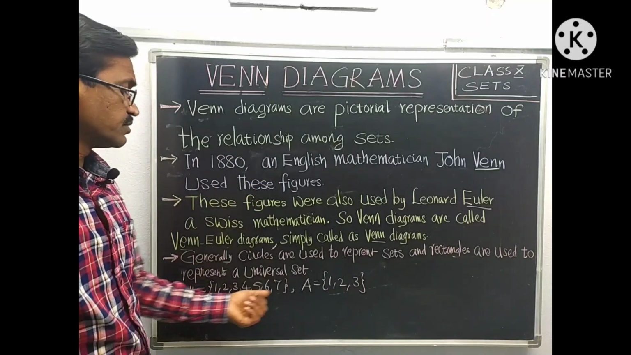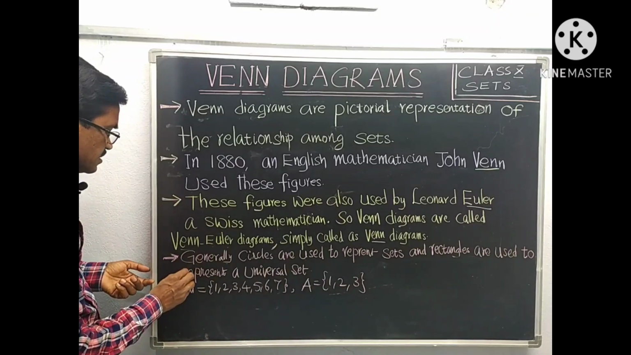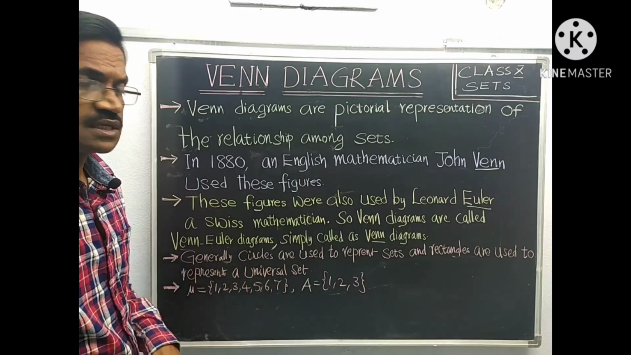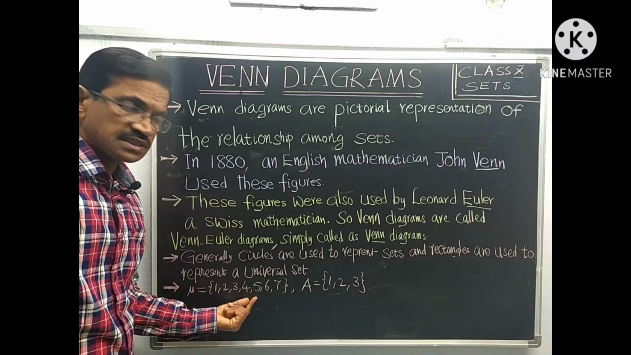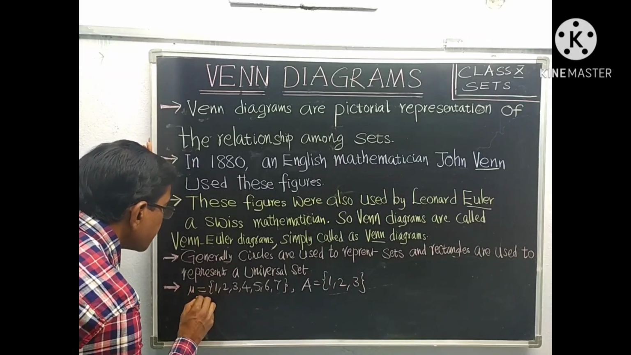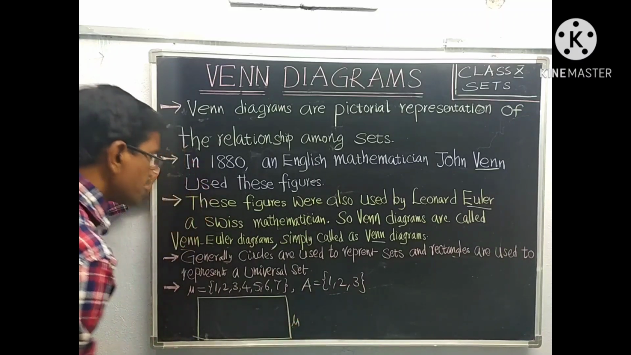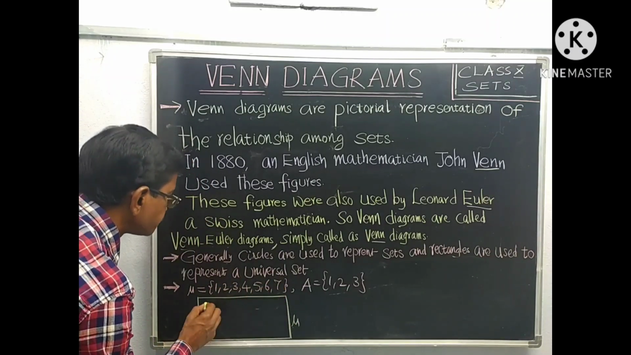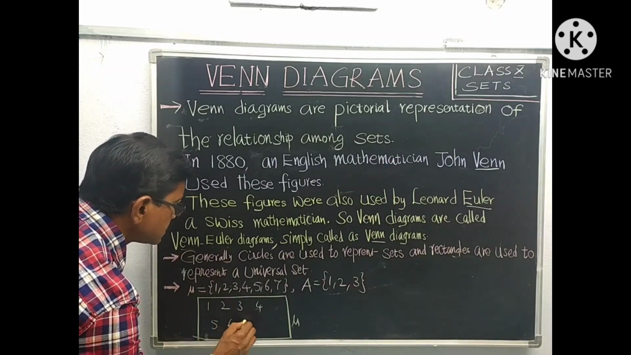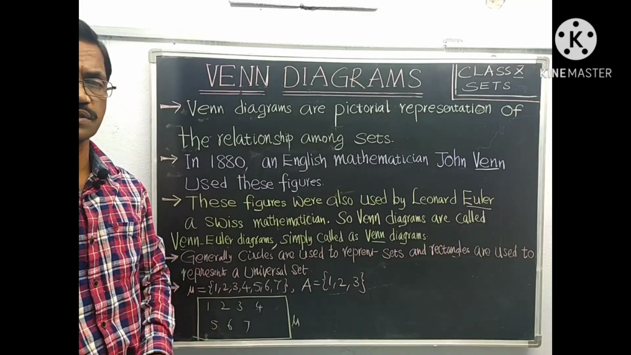Let us take an example. This μ is a universal set. μ is equal to 1, 2, 3, 4, 5, 6, 7. If we take this set as universal set, how to represent this one? We have to represent this one by a rectangular box, and write here μ. Write the elements in the box: 1, 2, 3, 4, 5, 6, 7. Don't use commas or full stops.